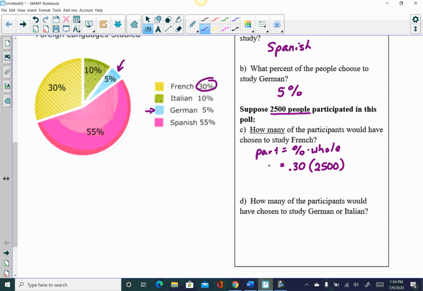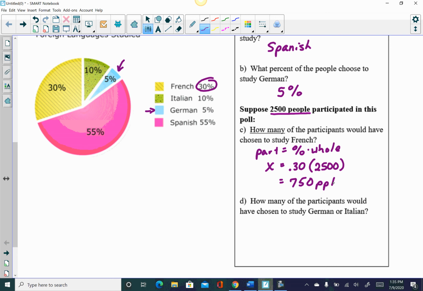And we're trying to figure out what part would actually have chosen French. Of those 2,500 people, 30% chose French. We want to figure out, what is 30% of 2,500? When we do this multiplication, we land at 750 people.